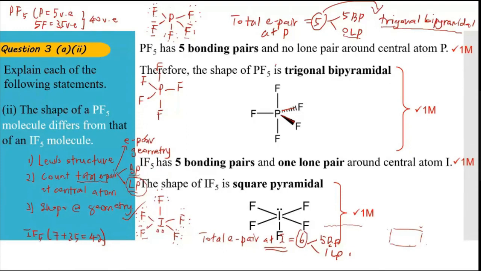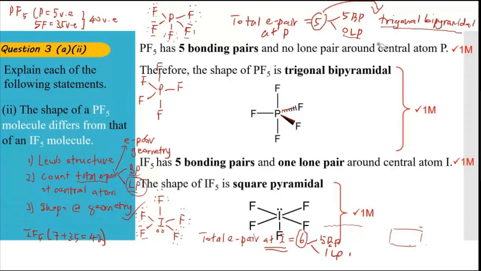Okay, so when you talk about shape, your explanation is to start from inspecting the Lewis structure. The Lewis structure you draw, it's okay. Since you need to draw, you just draw on your answer sheet. Doesn't matter even if marks is not given, because you need it to count the total electron pair, bonding pair, and lone pair at the central atom.